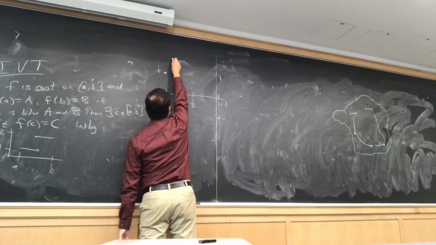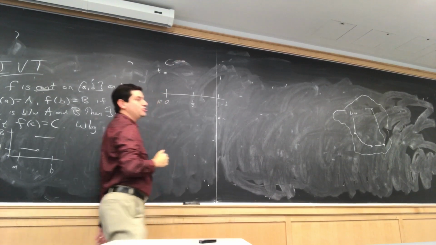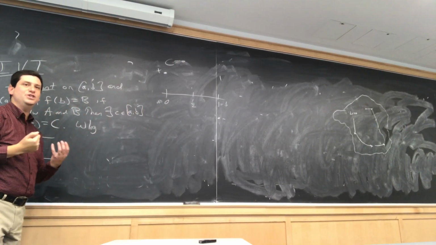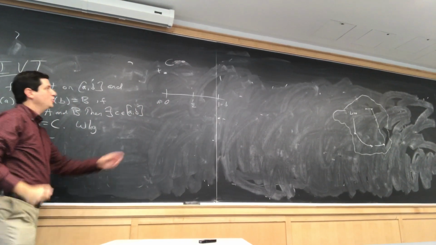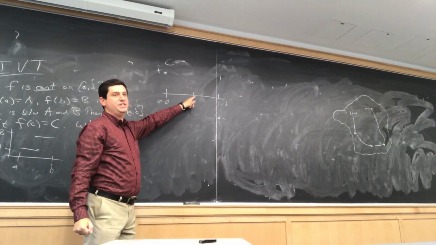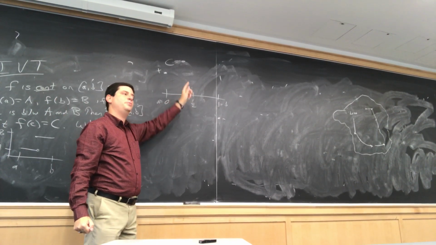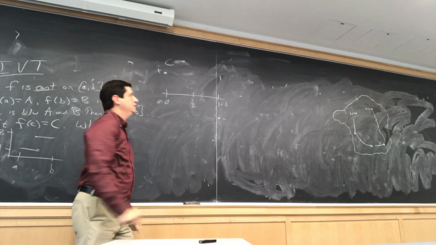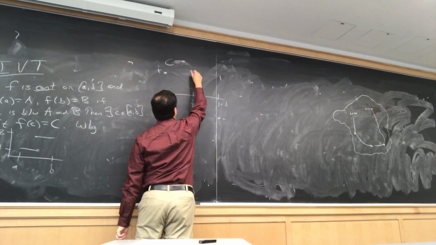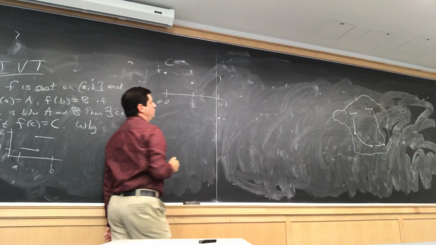And so we'll take the special case where big C equals 0. We're just trying to show it has a crossing. If we can do this, we win. So if f(1/2) is 0, we win. If not, it's either positive or negative. Let's assume it's positive. Maybe it's over here. Now where do we look?